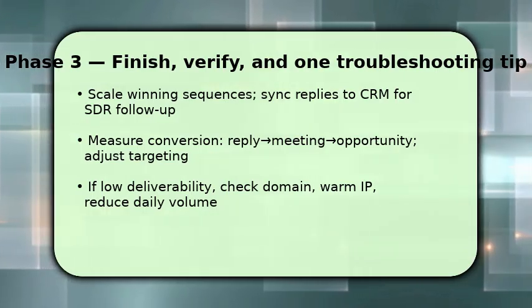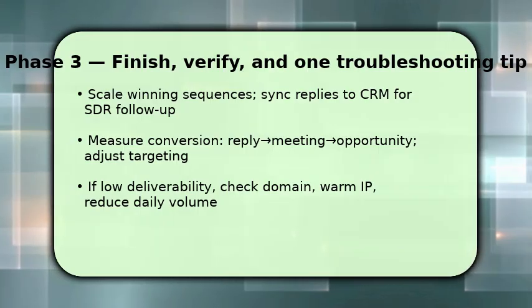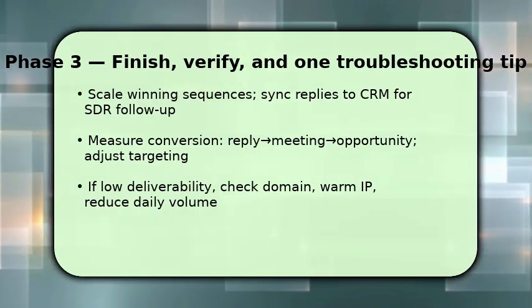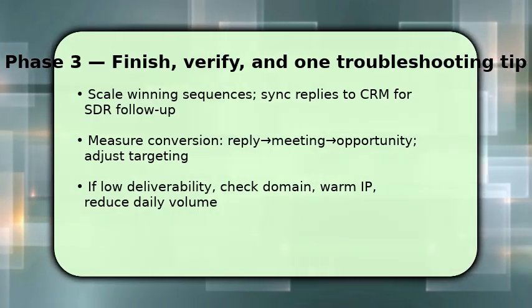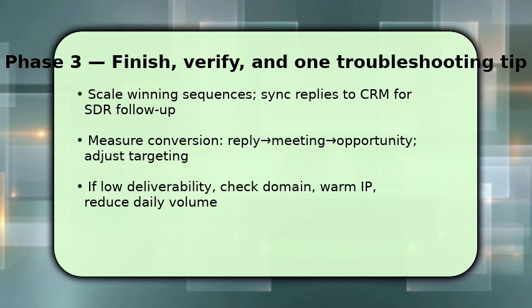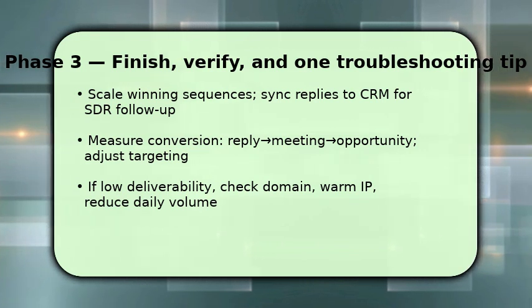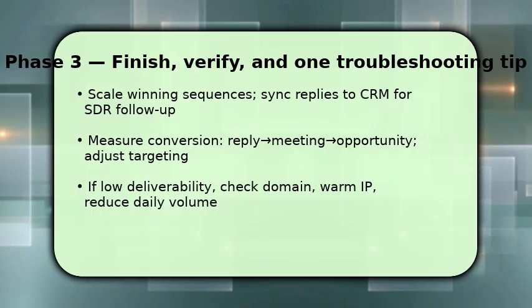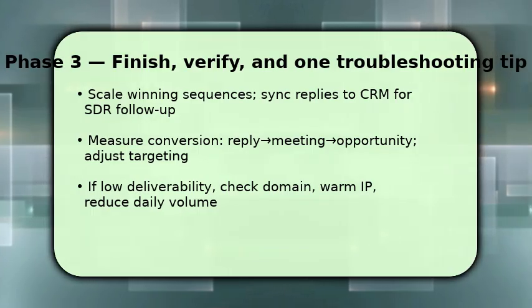If things go wrong, low deliverability or poor reply rates, pause outreach, verify your sending domain and warm the IP, reduce daily volume, and reevaluate list quality. This final loop secures sustainable growth and predictable lead flow.